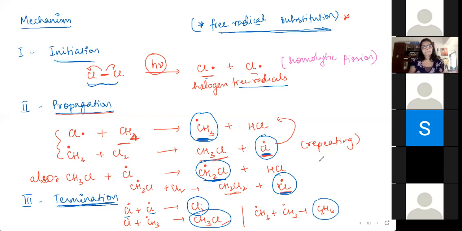Ma'am, so basically it will terminate if no free radicals are produced, right? Yeah. Okay. If there are free radicals, the reaction will go on. No free radicals means end of the reaction.